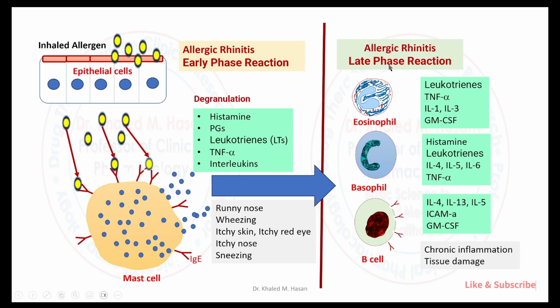What happens in the late phase of allergic rhinitis? Other cells will be activated here, as you can see. So we have eosinophils, basophils, B cells, and then we can add T cells also. So we have a list of cells that may be involved in this process.